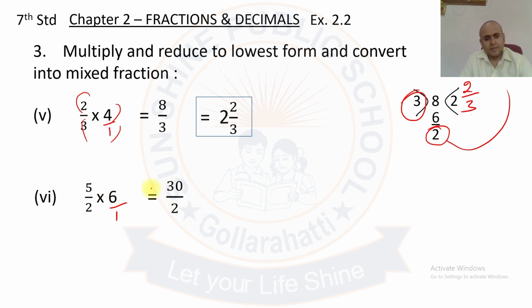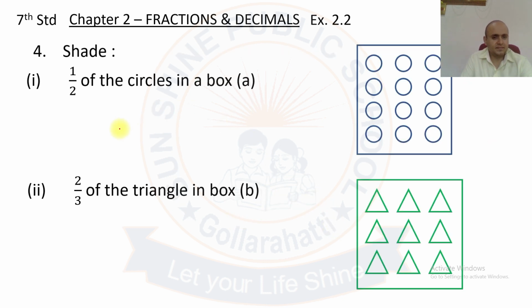This we can simplify by 2. 2 ones are 2, 2 15s are 30. Therefore the answer is 15 by 1, and 15 by 1 is again written as 15. Answer is 15. Next question.